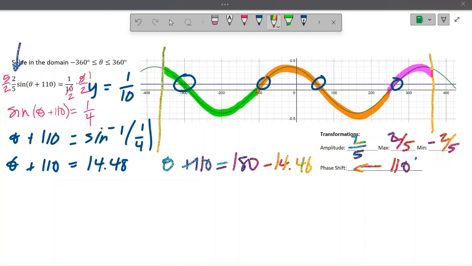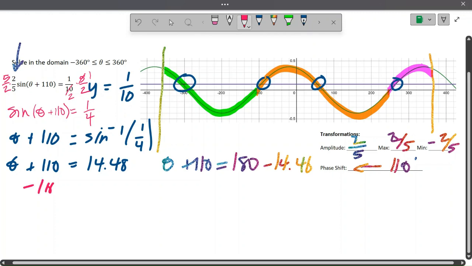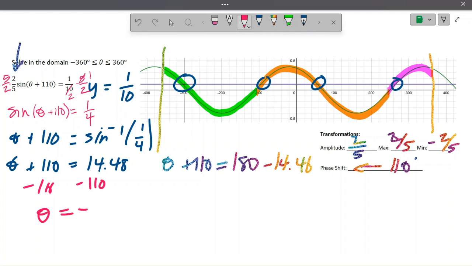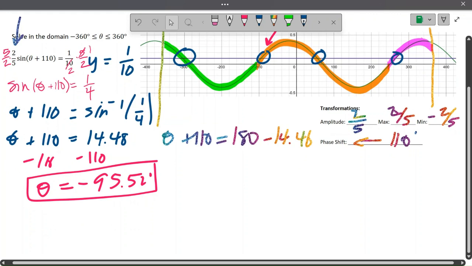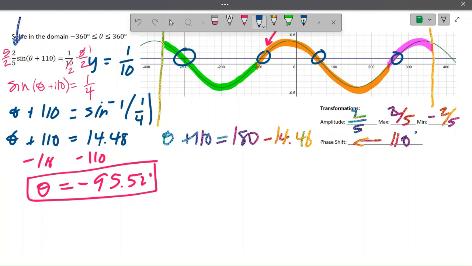So we're going to leave that glittery color for later, and we're going to come back over here, and I'm going to get theta by itself by subtracting 110 on both sides. And when I do that, I end up with negative 95.52 degrees. Okay, that is one of our solutions. That's this one. Okay, at this point, we now need to apply our other property of our sine wave that says every value on a sine wave repeats exactly 360 degrees to the right or 360 degrees to the left.